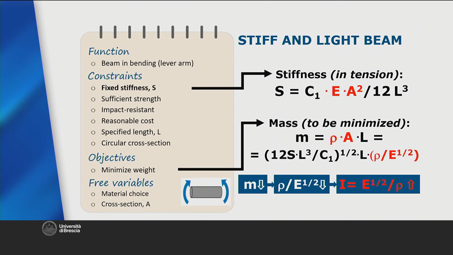For this combination of design parameters, the material index to use is the square root of E over rho, where E is Young's modulus and rho is the density. This index represents the criterion of excellence for obtaining materials that are sufficiently stiff and lightweight, as discussed in the in-depth lesson on material performance indices.